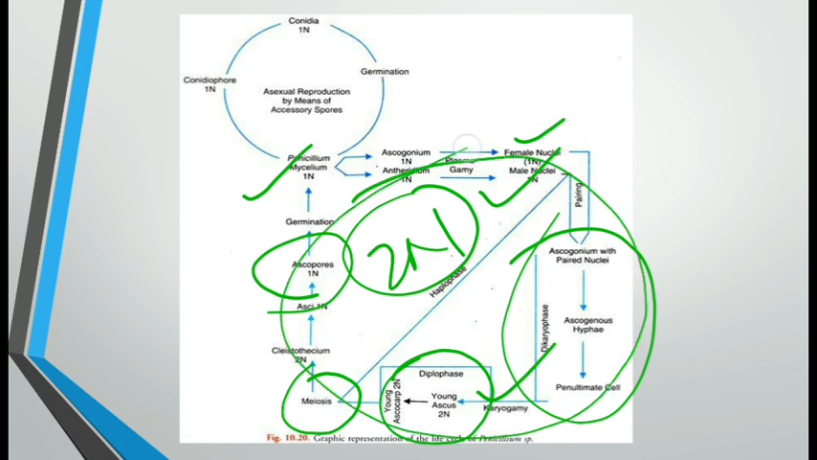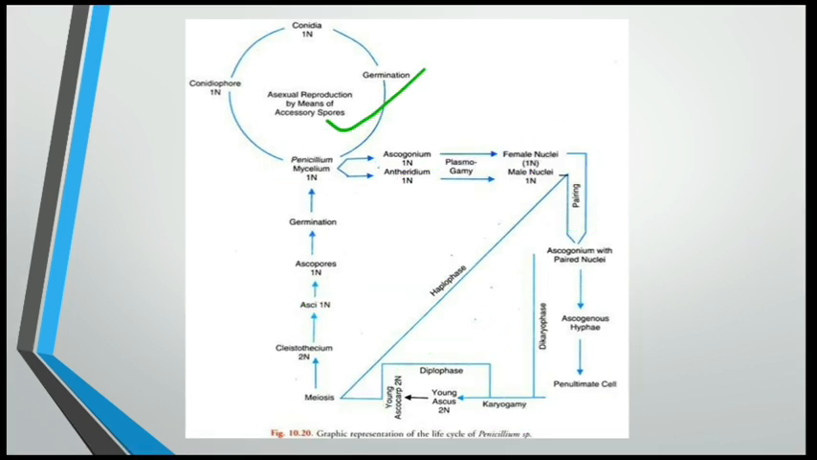It is all about sexual reproduction, but there is also asexual reproduction by means of spores or vegetative reproduction. They reproduce vegetatively by fragmentation, or asexually by conidiospores or oidiospores. So it is all about the life cycle of Penicillium.